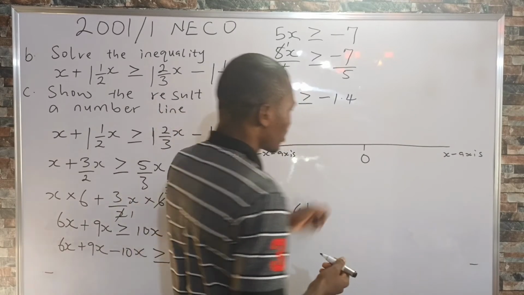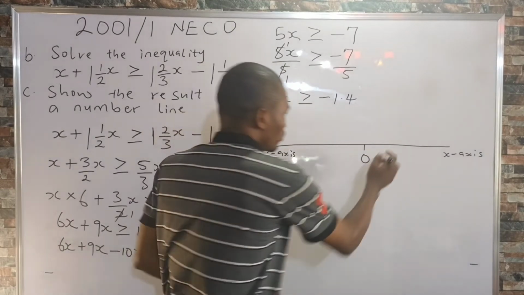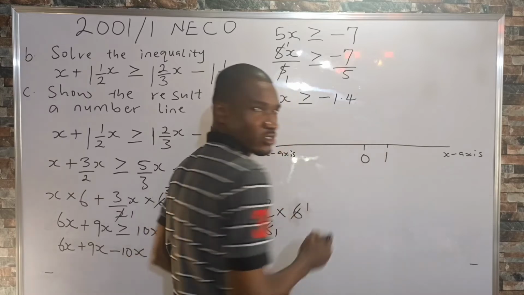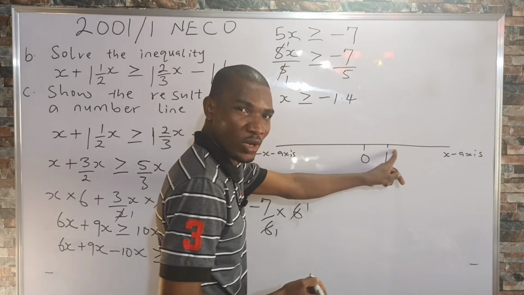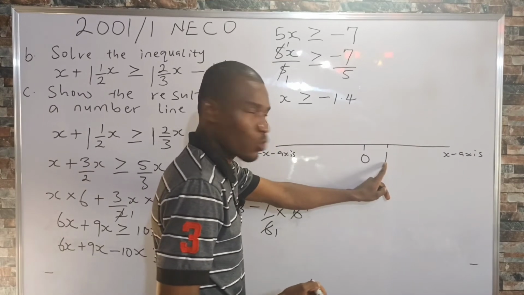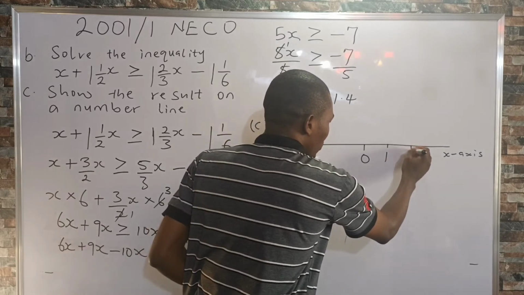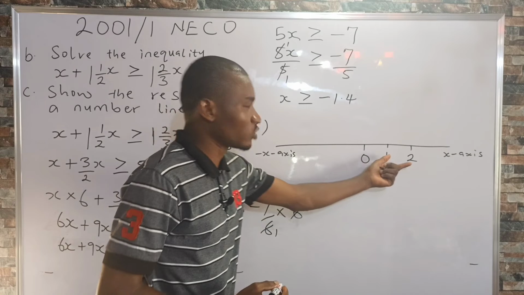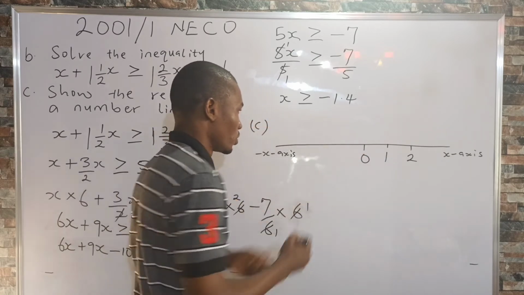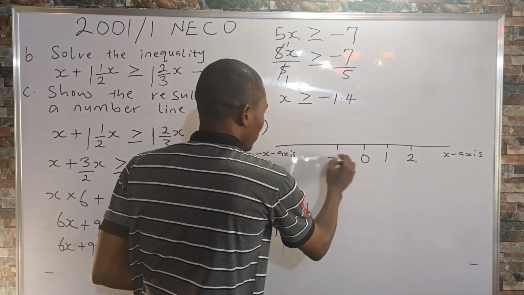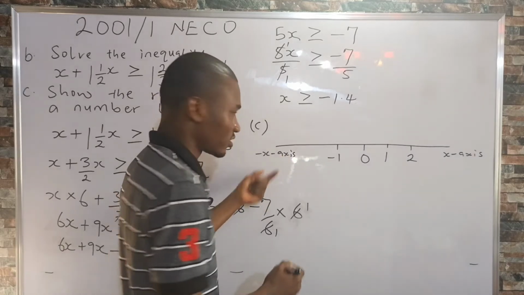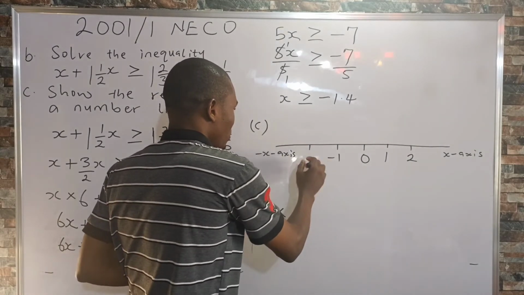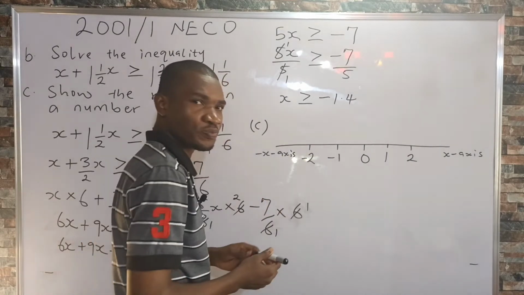So if I'm considering 1 centimeter to represent 1 unit, from this point to this point is my 1 centimeter representing 1 unit, and another 1 centimeter will automatically be 2 units. And the same thing I just did here, I will also do for here. So I have negative 1 because this is the negative axis. Then the next 1 centimeter will be negative 2.